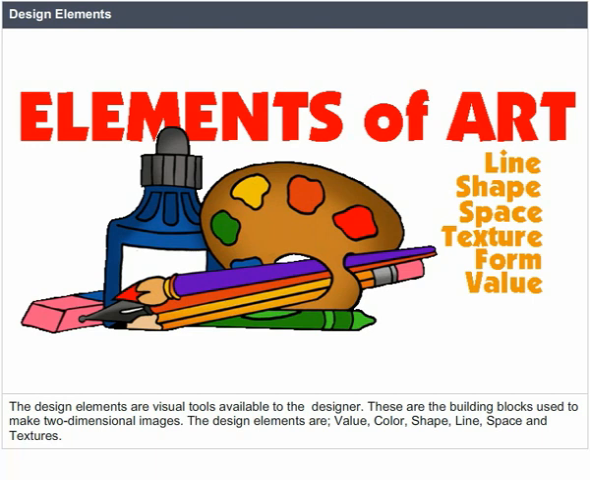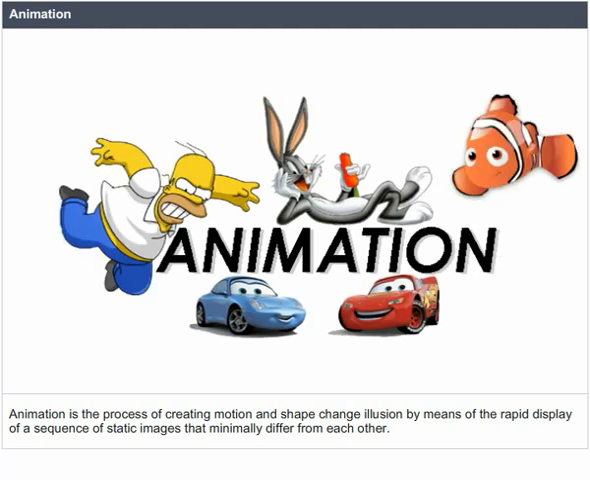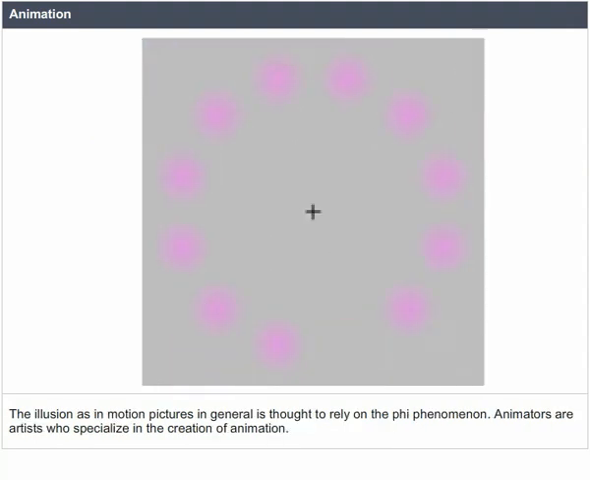Animation. Animation is the process of creating motion and shape change illusion by means of the rapid display of a sequence of static images that minimally differ from each other. The illusion, as in motion pictures in general, is thought to rely on the phi phenomenon. Animators are artists who specialize in the creation of animation.